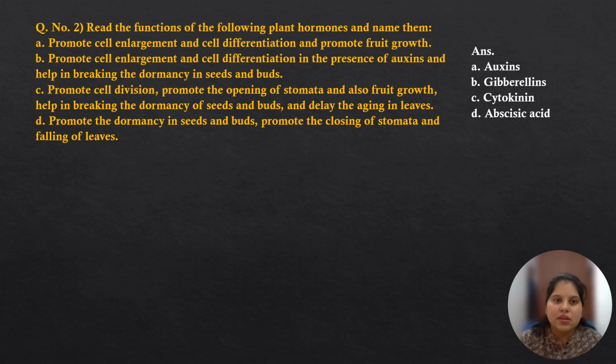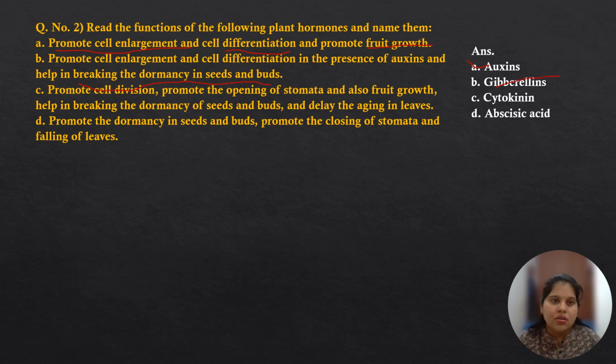So, this promotes cell enlargement and cell differentiation. This is also a function of gibberellin, and promote fruit growth. So, this is the function of auxin. Then B, promote cell enlargement and cell differentiation in the presence of auxin and help in breaking the dormancy in seed and bud. So this is the function of gibberellin.